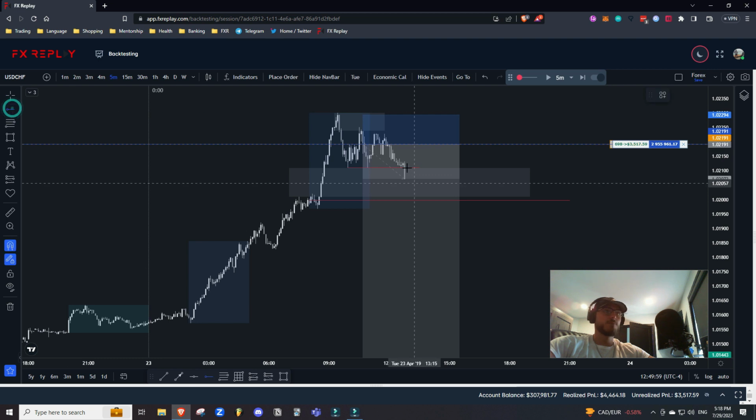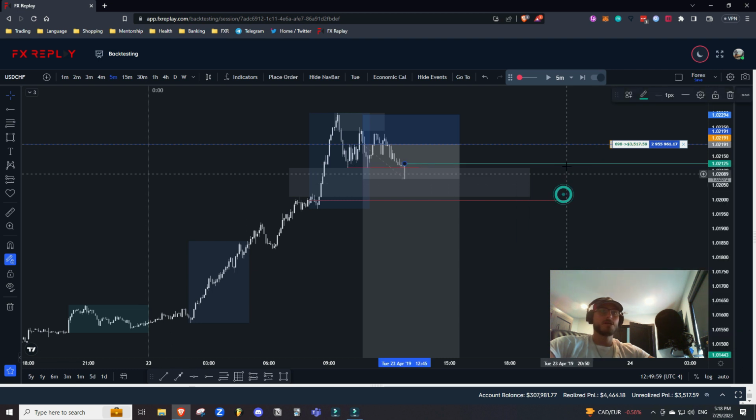If it does break, like say like this, it closes like this, and then it closes right back up above this high, then I'll probably just close the position out, because that'll be that change in state after sweeping into a fair value gap.